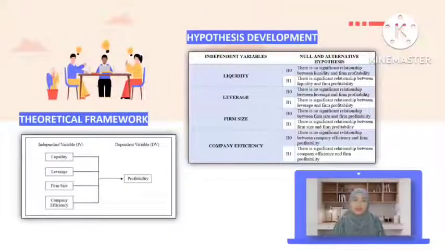Under the theoretical framework, there are 4 independent variables and 1 dependent variable that I mentioned before. It comprises liquidity, leverage, firm size, and company efficiency that may affect the firm's profitability as measured by return on asset ratio, or ROA. Under the hypothesis development, like I said before, there are 4 independent variables, and the hypotheses are H0 and H1. H0 is the null hypothesis, which we reject, meaning no significant relationship, while H1 is the alternative hypothesis, which we accept, meaning a significant relationship.